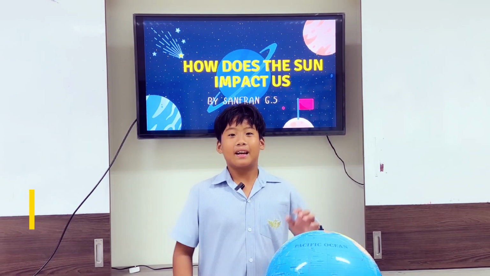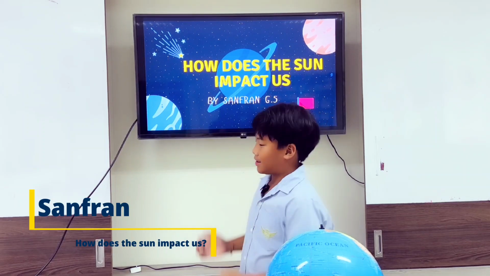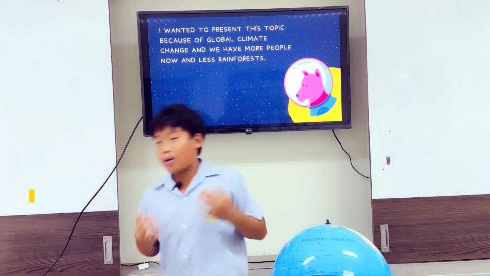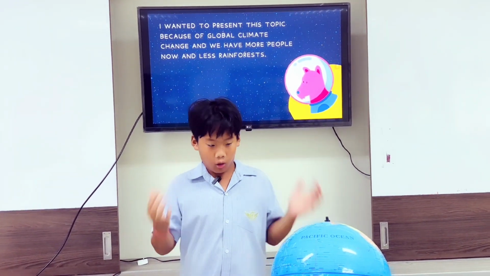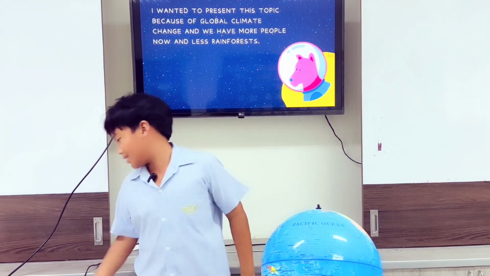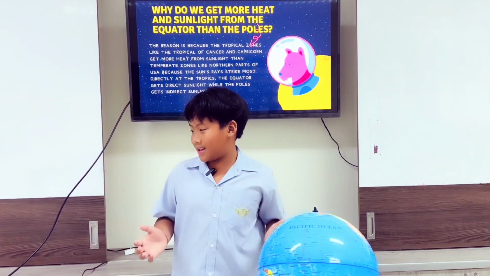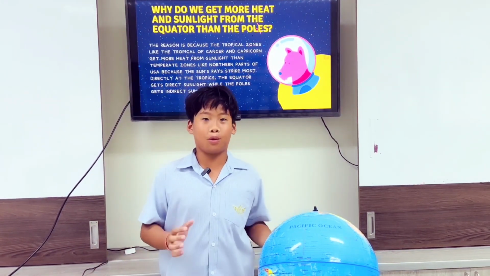Hello everybody. Today I'll be presenting about how the sun impacts us. I wanted to present this topic because of global climate change, and we have more people and less rainforest. Why do we get more heat and sunlight from the equator than the poles?